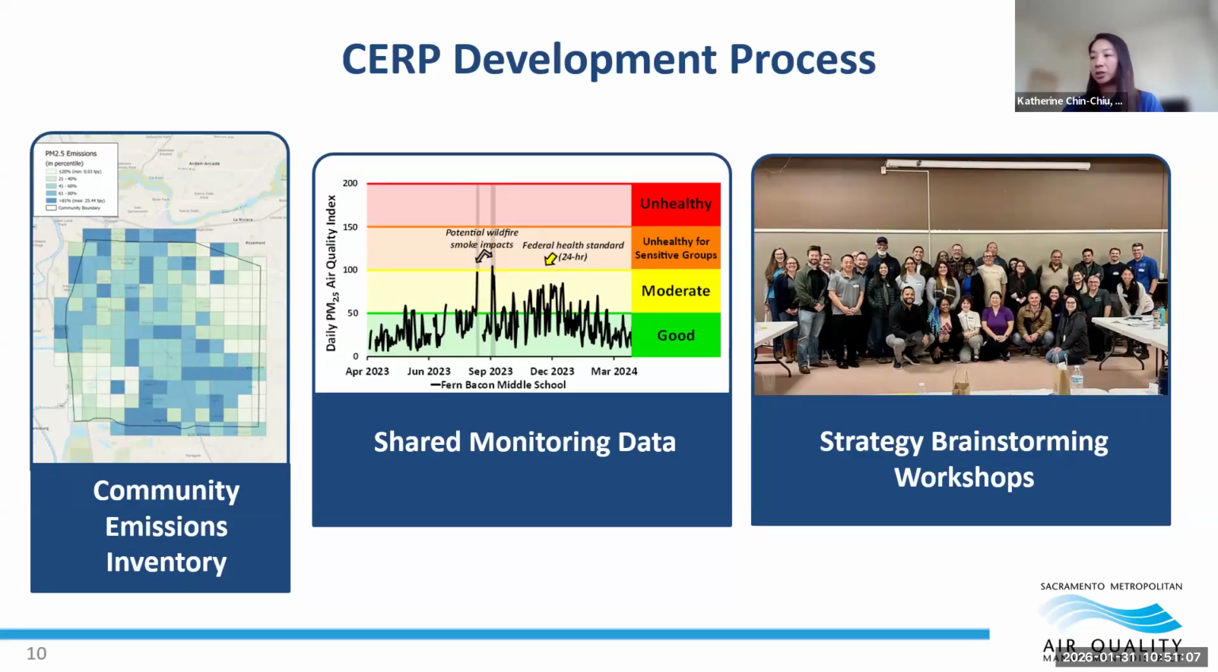The district then shared monitoring data that was collected within the community and then brainstormed with the community on strategies that they might want to see for the South Sacramento Florin community. As we shared earlier, 18 other communities have also developed a CERP. So we took the best practices employed by other plans as a starting point for discussion.